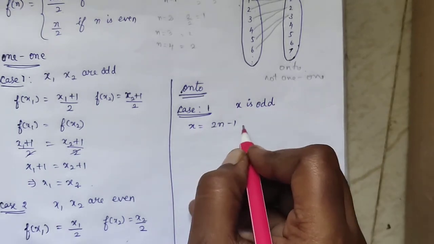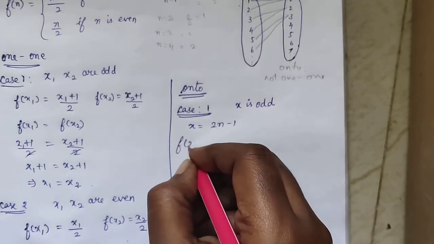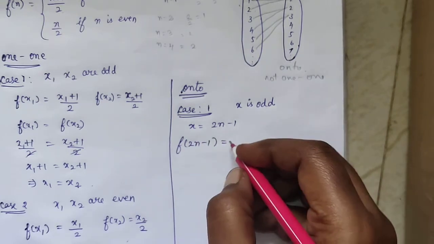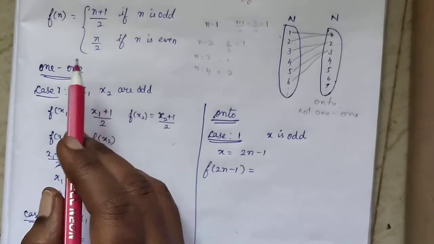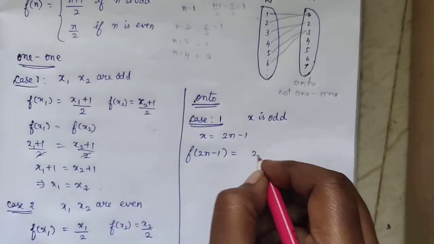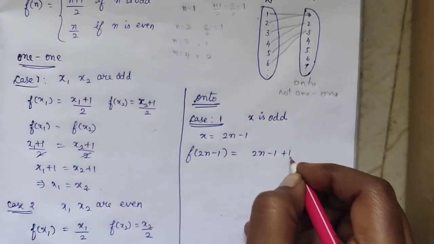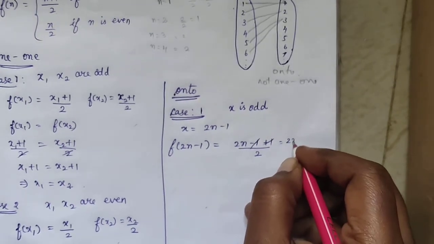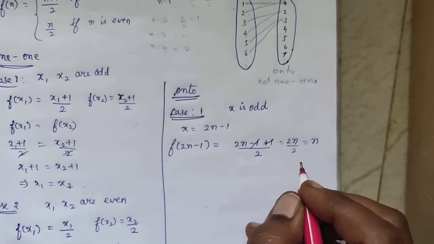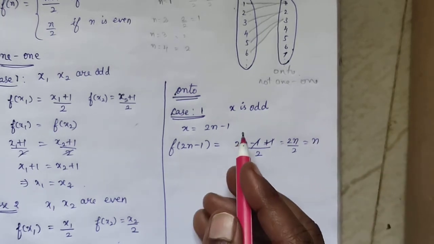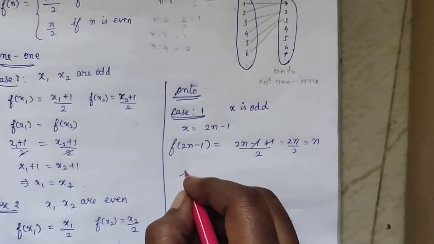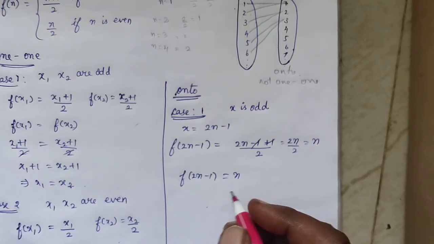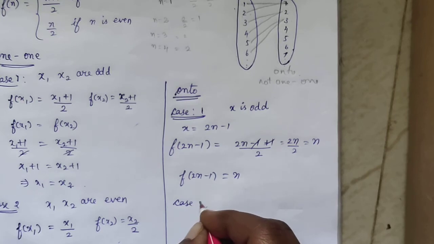If x is equal to 2n minus 1, then f of 2n minus 1 is equal to, for an odd number, it is the (n plus 1) by 2 format. So (2n minus 1 plus 1) by 2, the minus 1 and plus 1 will get cancelled, equal to 2n by 2, that is equal to n. Now for the odd number I got the answer as n, that is f of 2n minus 1 is equal to n.